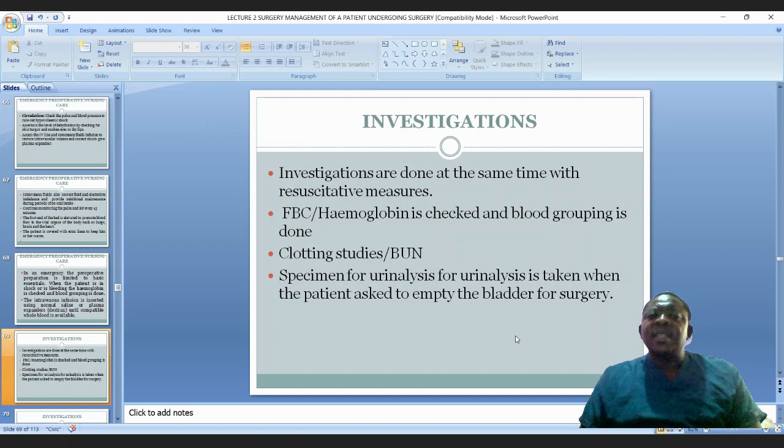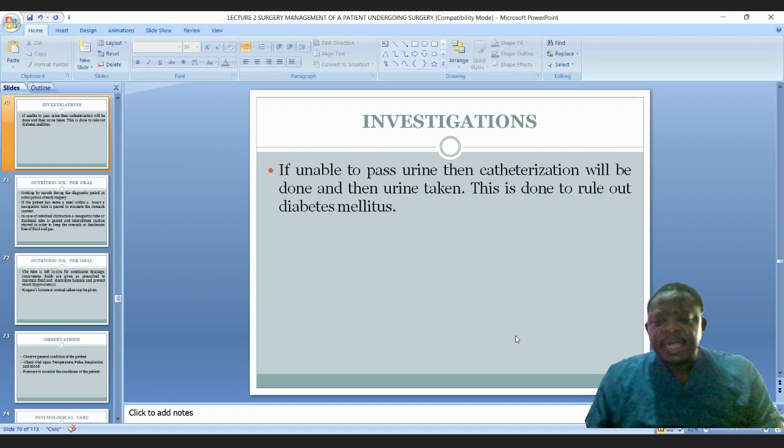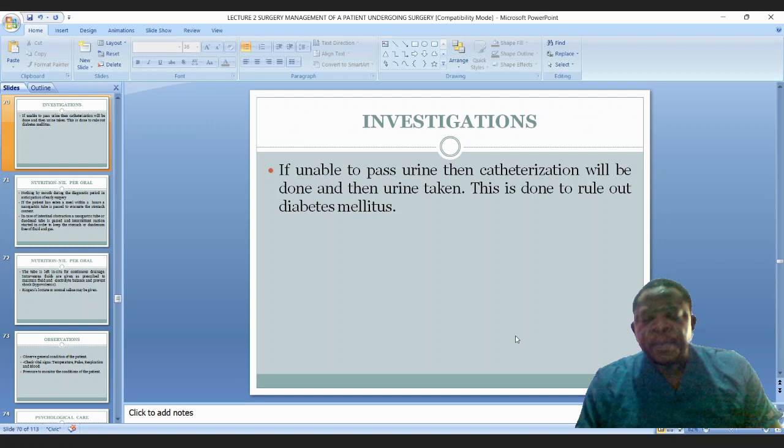So you do a full blood count and also check hemoglobin levels. You do grouping and cross match. You also do a clotting time study and take a specimen for urinalysis, which will help to rule out diabetes. If the patient is unable to pass urine, you can catheterize and take the urine sample so that you can test it to rule out diabetes. You can also take a blood sample for random blood glucose to rule out diabetes.